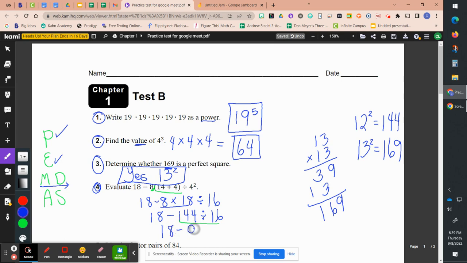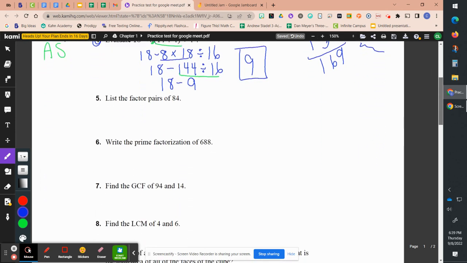That is 9. Okay, so if you have to do those calculations off to the side, just leave all that calculating there near the problem. That'll always get you more points. So I've got my multiplying and dividing taken care of. So now I have 18 minus 9, which everybody knows is 9. So my answer for number 4 is 9.